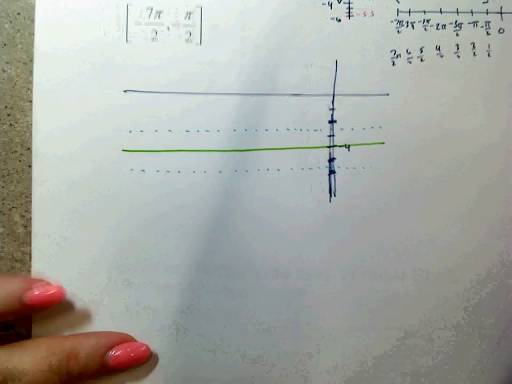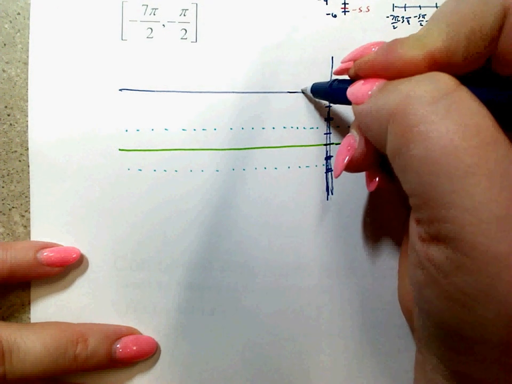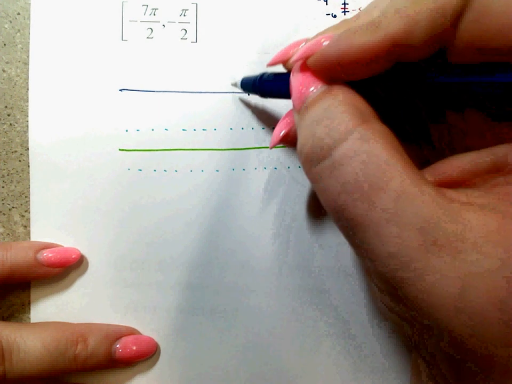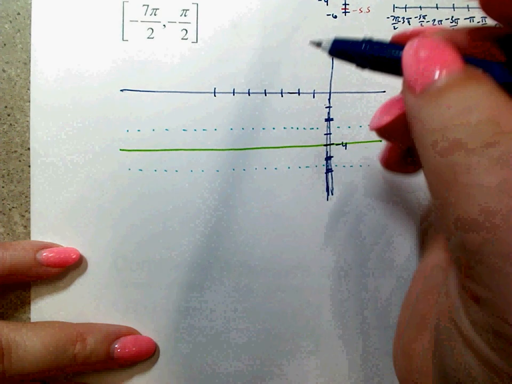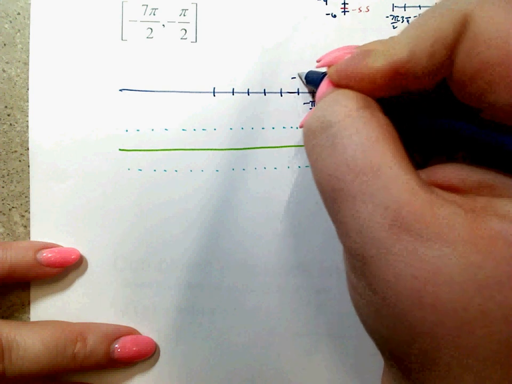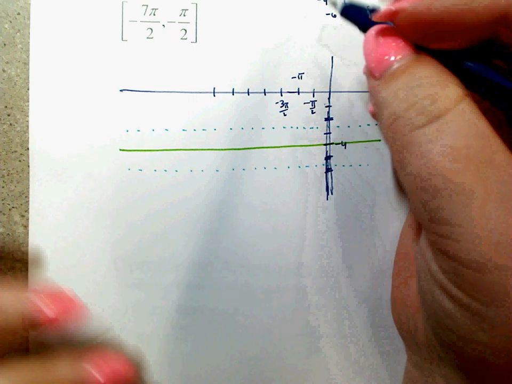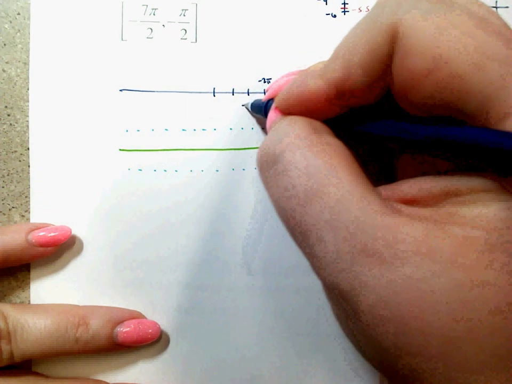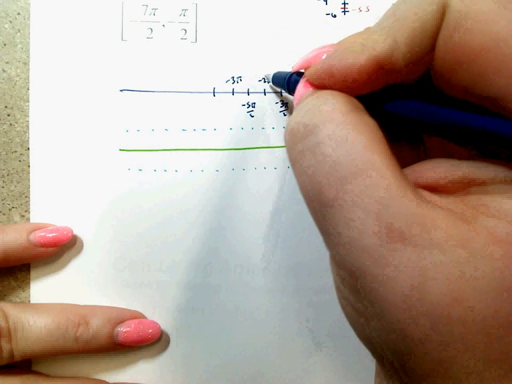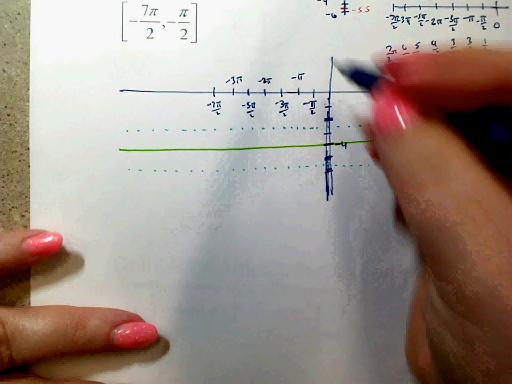Okay, so I need to go from -1/2 pi, 2 halves, 3 halves, 4 halves, 5 halves, 6 halves, 7 halves. Okay, so if I let this be -pi over 2, -pi, -3 pi over 2, -2 pi, -5 pi over 2, -3 pi, and then -7 pi over 2. I am only graphing from here to here, okay?